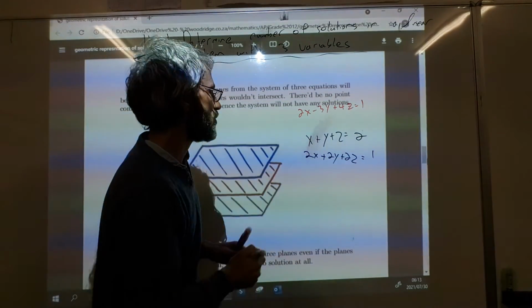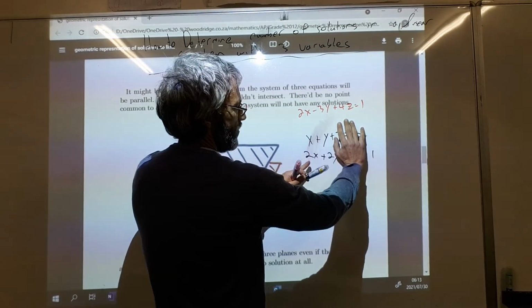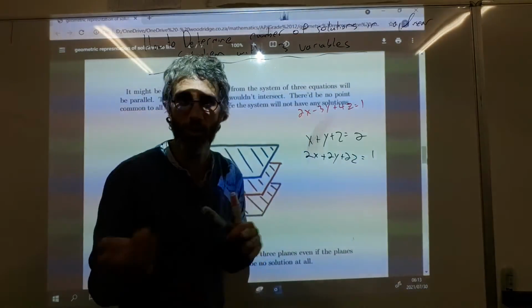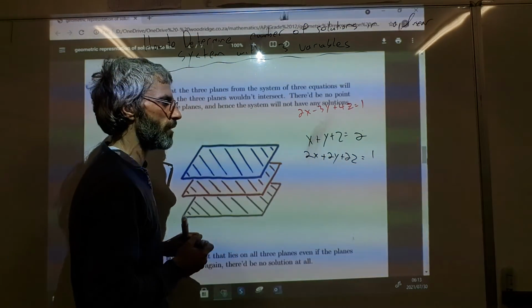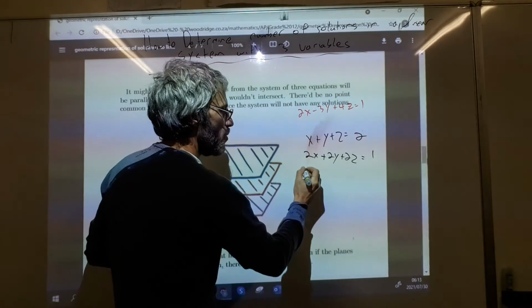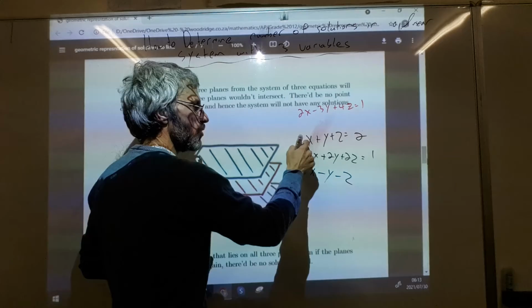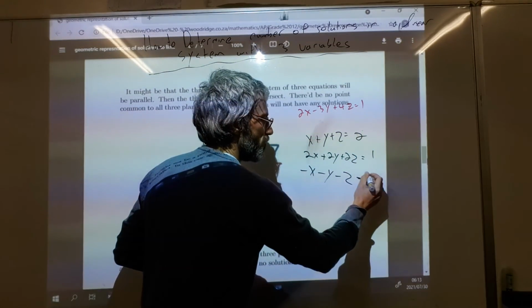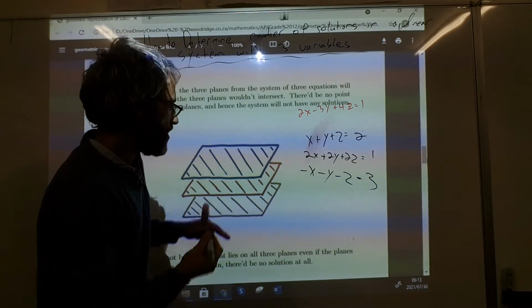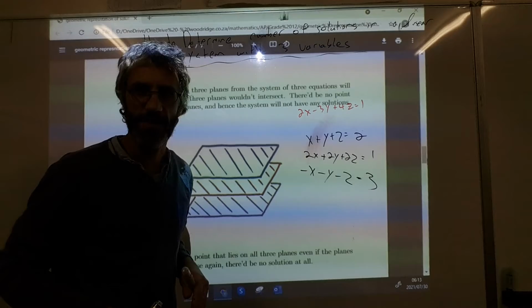Just like in two-dimensional space, where x plus y equals something and 2x plus 2y equals something else which is not double gives two parallel lines, here we have two parallel planes. And then we can add another one. Let's say minus x minus y minus z, I multiply the first one by minus 1, and then I get, I don't know, 3. So these will be 3 parallel planes. No solution. Determinant is 0.